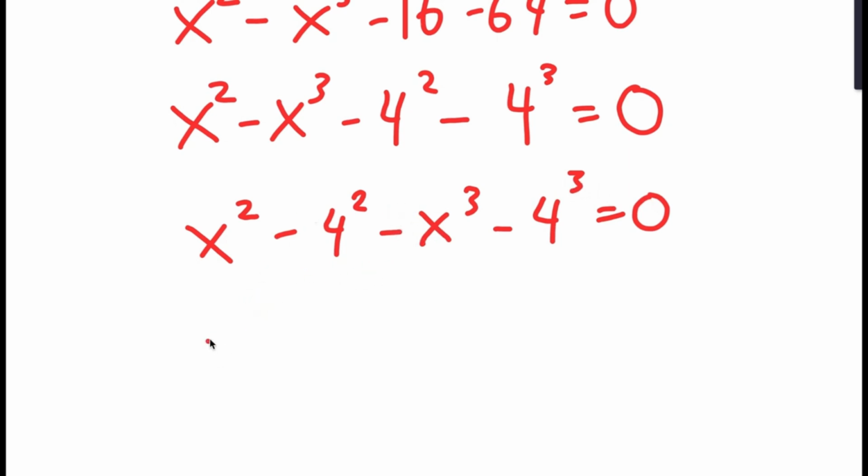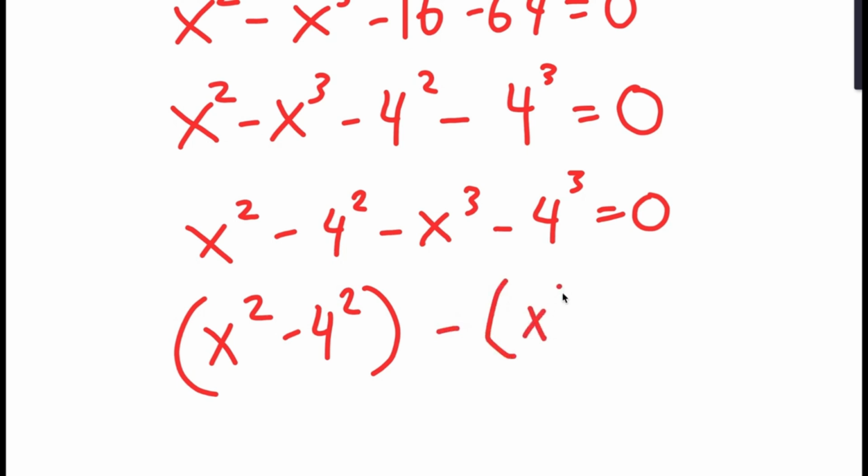So now, there's two properties that I'm going to use. Before that, I'm going to write this as x squared minus 4 squared, and I'm going to group this minus x to the power of 3 plus 4 to the power of 3. We put this plus because this negative sign distributes.